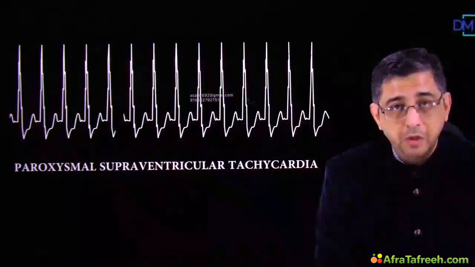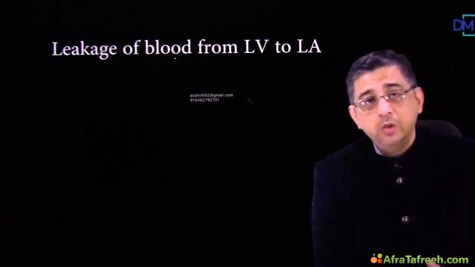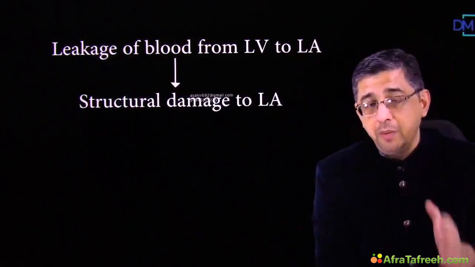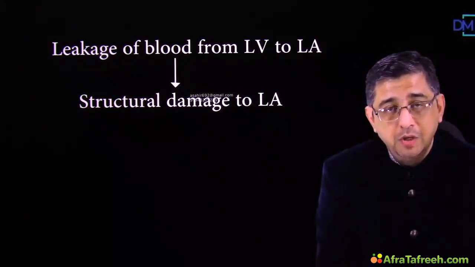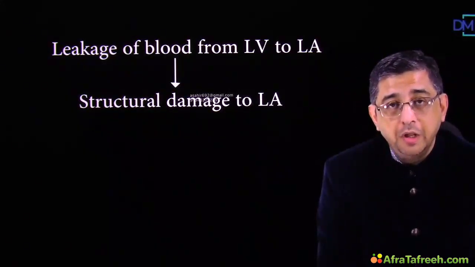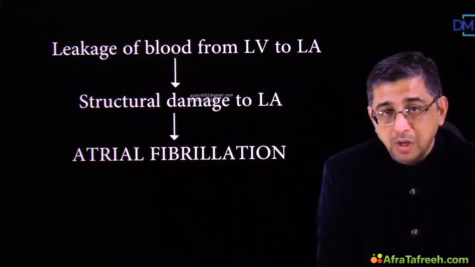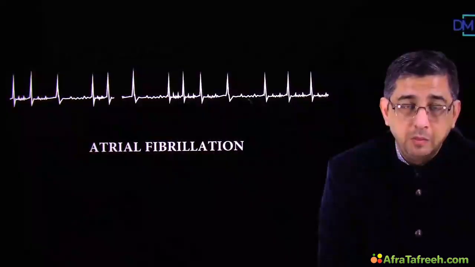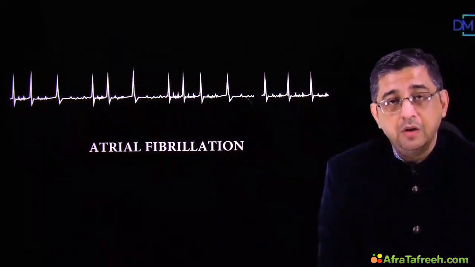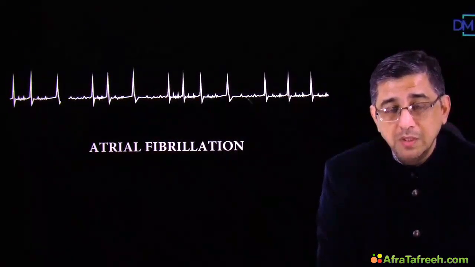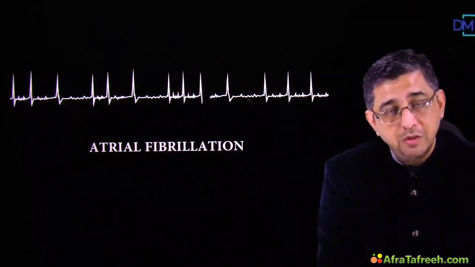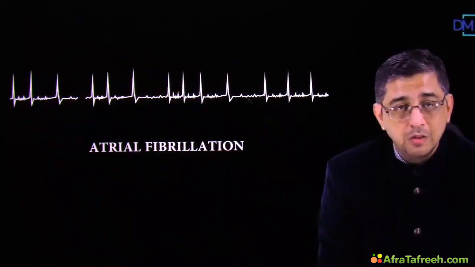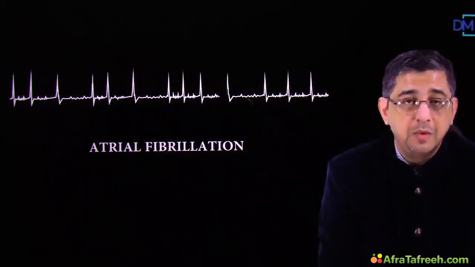Even PSVT has been documented, and the fourth arrhythmia that I speak of here might look a little surprising to you. Because in this condition there would be leakage of blood from LV to LA, there would be structural damage to the left atria, and the structural damage to the left atria in the long run can trigger atrial fibrillation. So remember that you not only have ventricular arrhythmias, but even atrial tachycardia or atrial fibrillation can be noticed in patients of mitral valve prolapse due to structural damage, courtesy the leakage of blood from LV to LA and the structural damage that ensues.